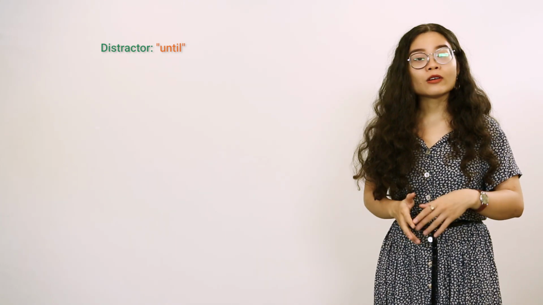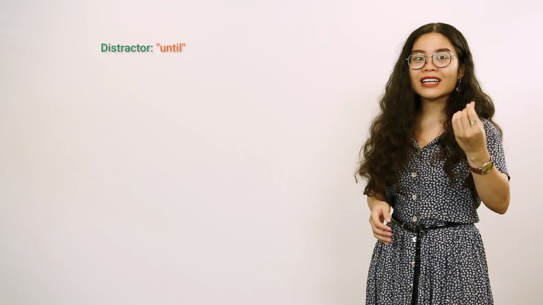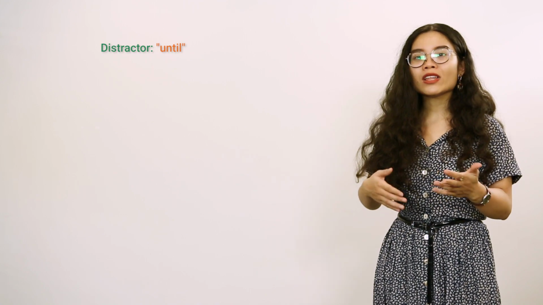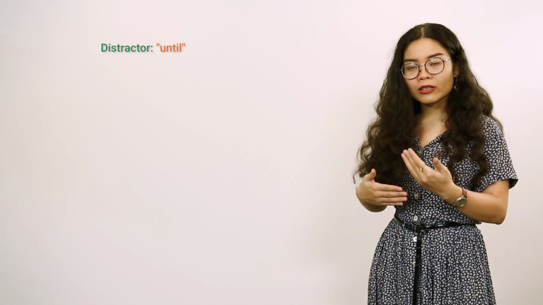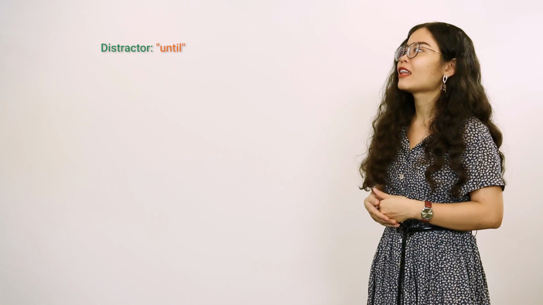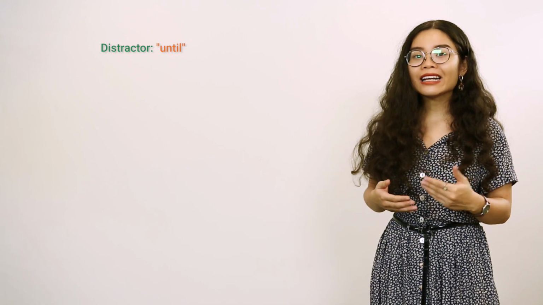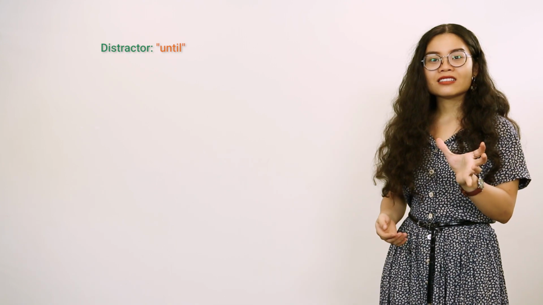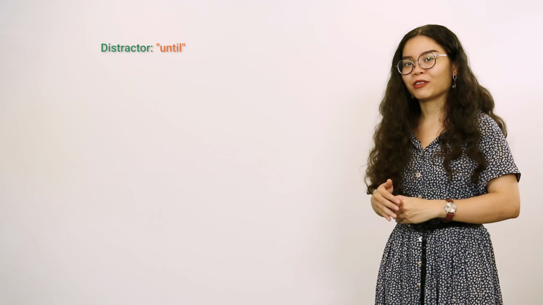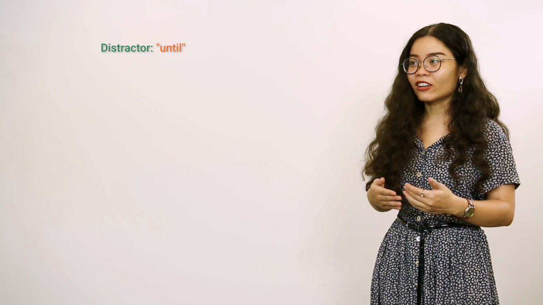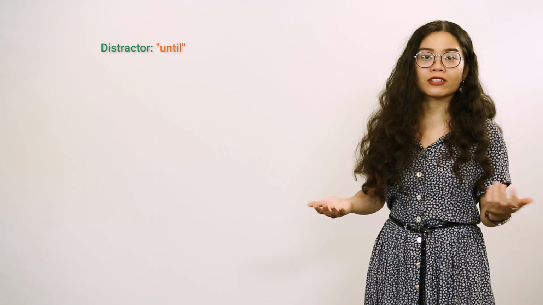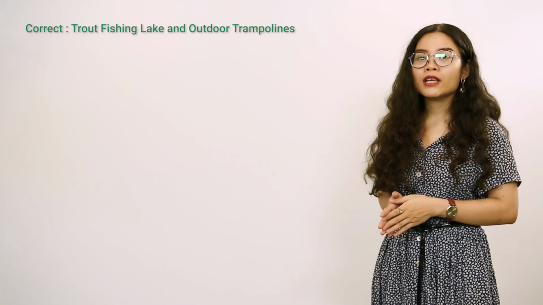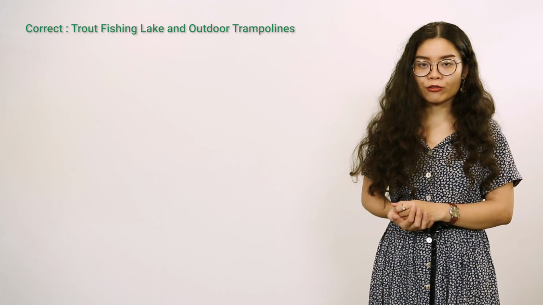At first they planned to install the bouncy castle. However, when they got the survey, the visitors said that they liked the trampolines more. So they decided to give the customers what they want, which is the trampoline. This is a very good distractor, a very tricky one. If you don't pay good attention and cannot identify the distractor, you are going to have the wrong answer, unfortunately. So the correct answer would be trout fishing lake and outdoor trampolines.